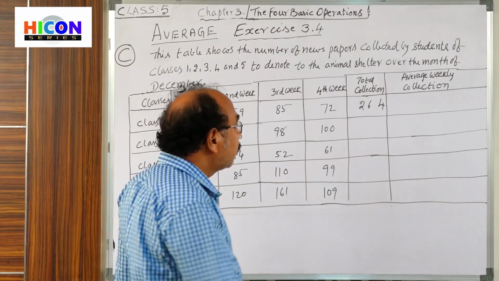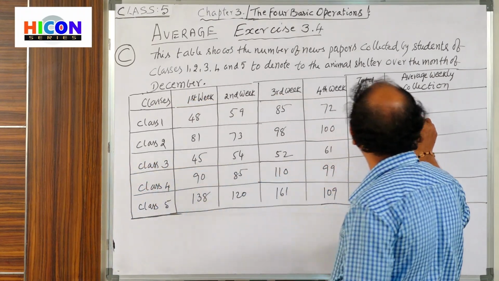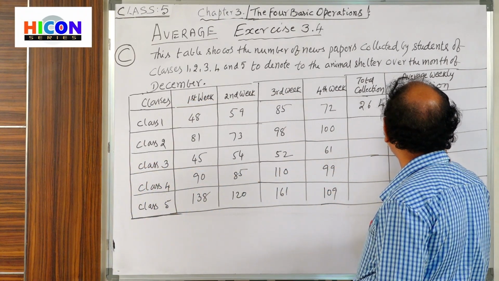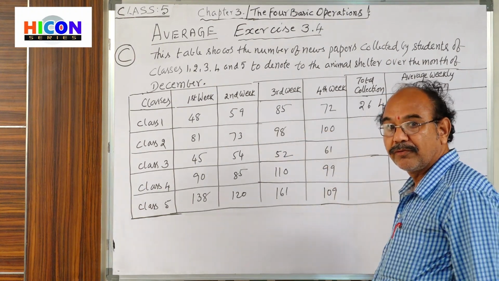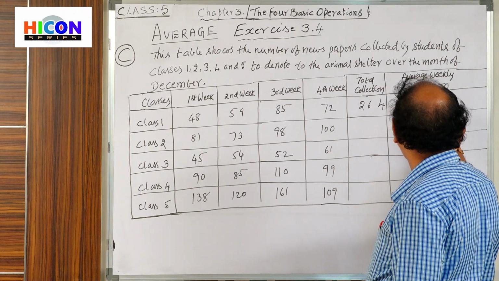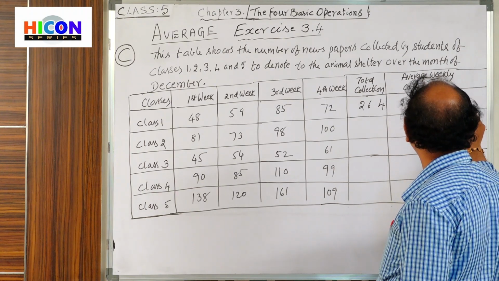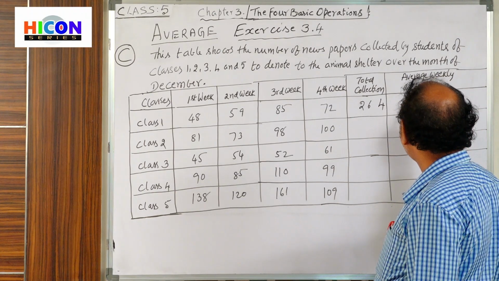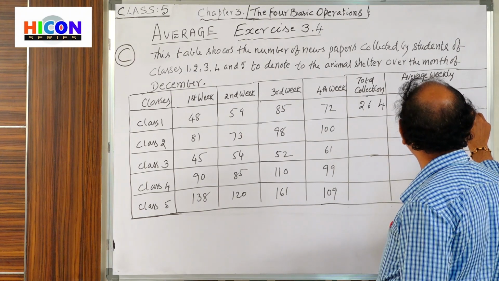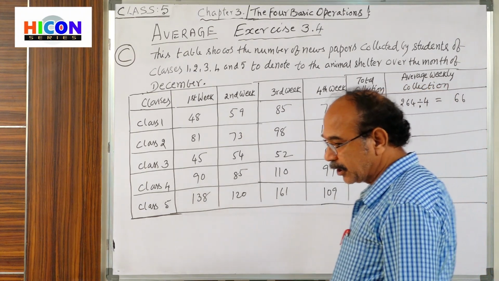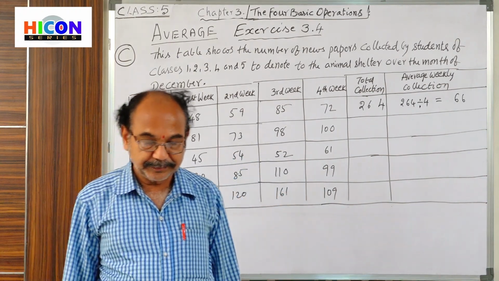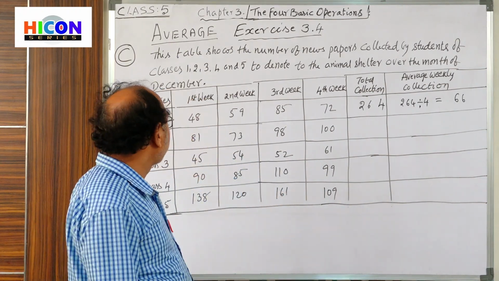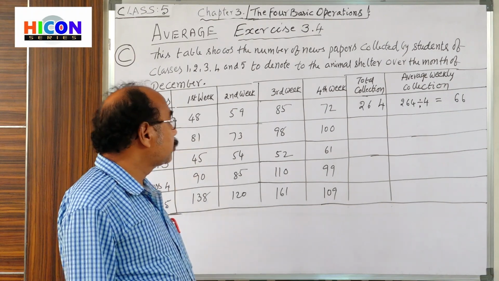Okay, children. So here 264 is to be divided by 4. How much? 4 6s are 24. 2 remainder 24. 4 6s are 24. 66 times. How much? 66. Now see children, come to class 2.